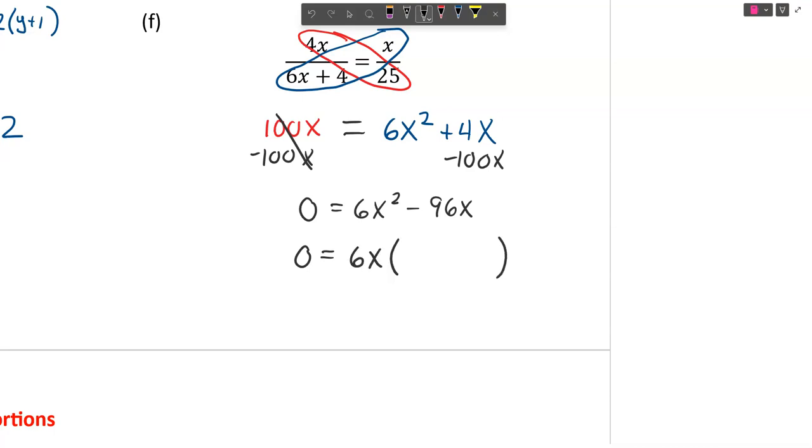And by doing that, what I would get is x is my first term, and then 96 divided by 6 is 16 as my second term. Now that we've factored this using that GCF property, we would say 6x equals 0, x minus 16 equals 0. And so the first answer is 0, and my second answer is 16.